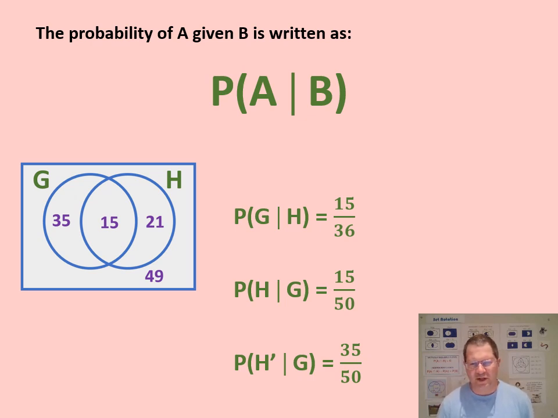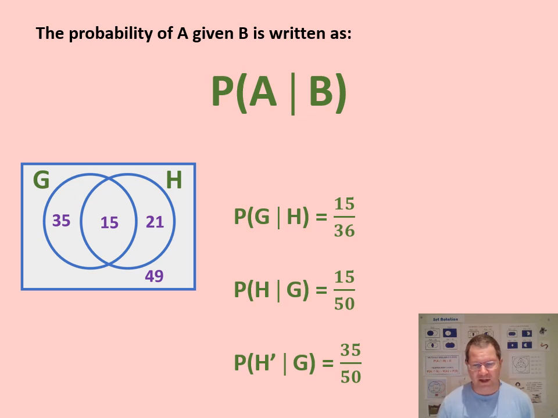The probability of H given G is not the same. However, having said that, the numerator will be the same because it is the same 15. But the probability of H given G means that we're starting off by knowing that G is the circle of interest. That's got a 35 and a 15 in it, of which 15 are also in H. So it's 15 over 50. So notice not only are the denominators not 120, they're also not the same as each other for G given H and H given G, but the numerators are the same because they're referring to the same 15 in this case.